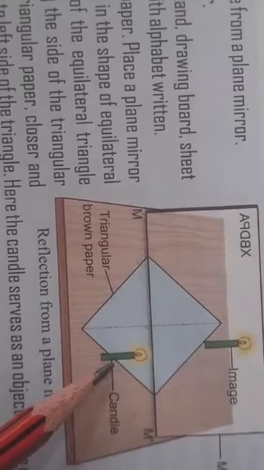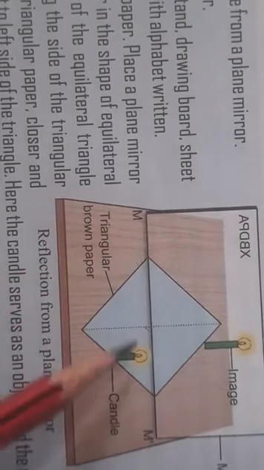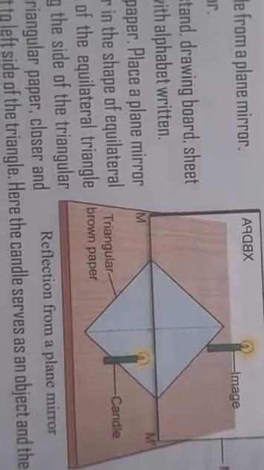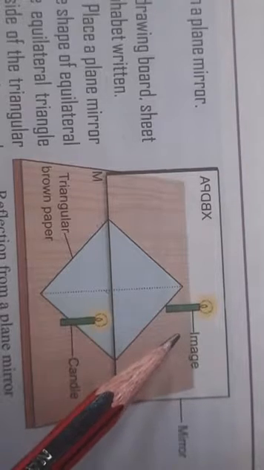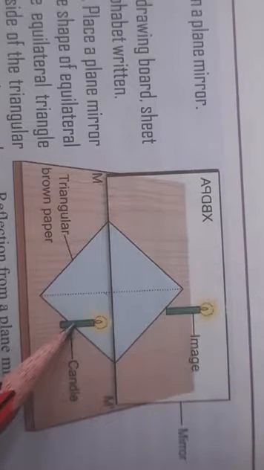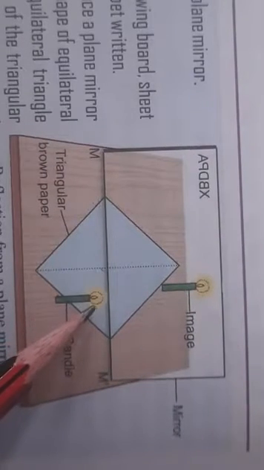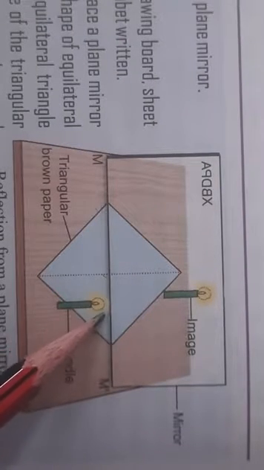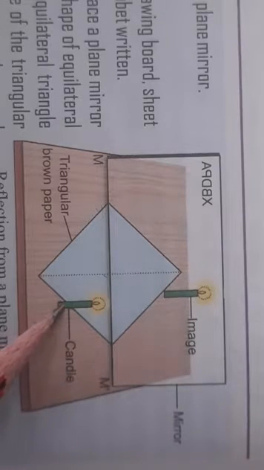So here this candle is serving as an object, and the mirror is the reflecting surface. Now what will you see? The image that is formed in the mirror. First of all, you will see that the image of the candle is upright. Upright means it's standing straight. It appears the same, the flame pointing upwards, and it is of the same size.